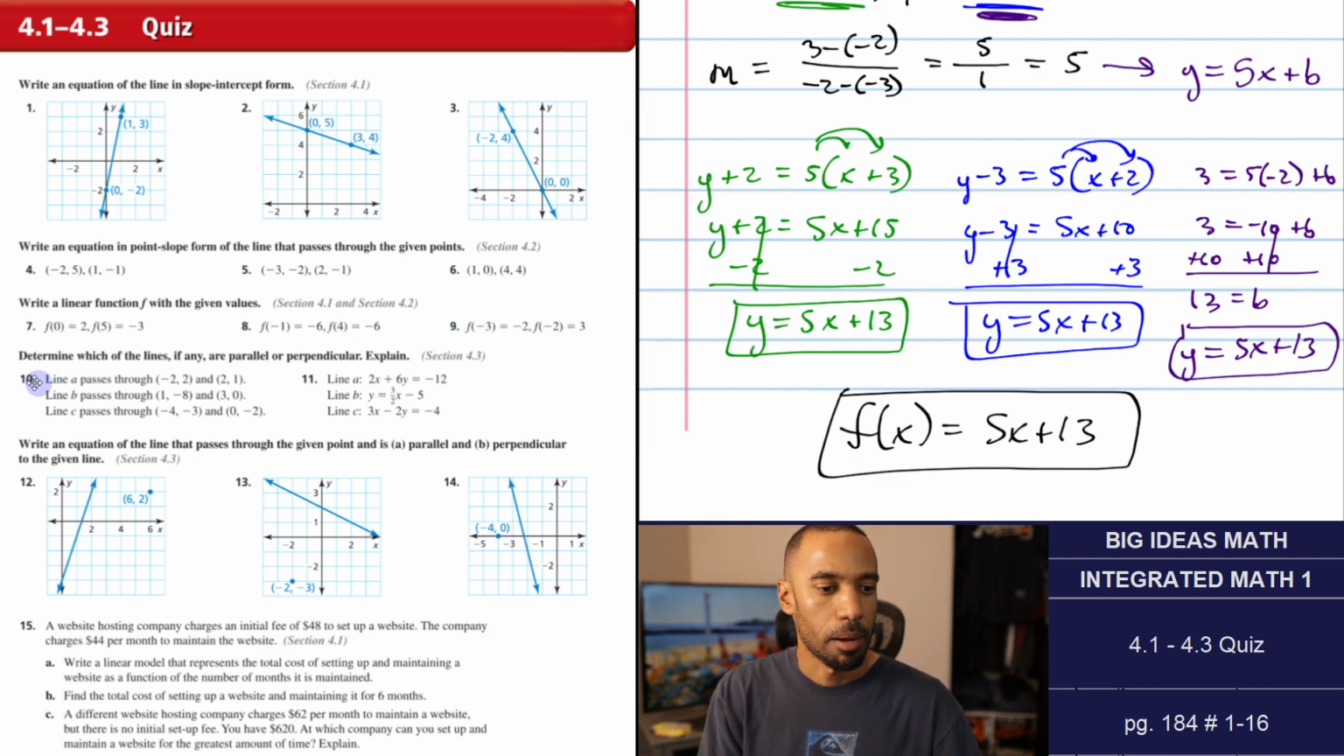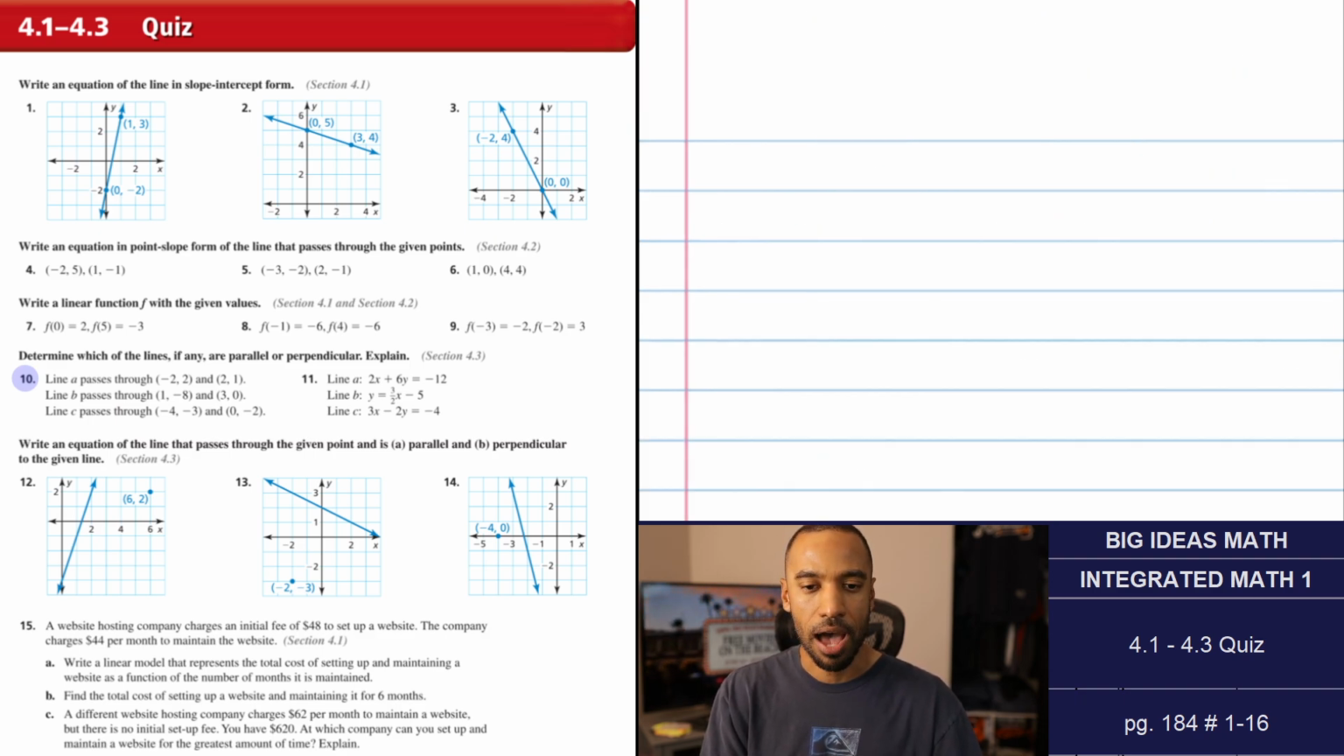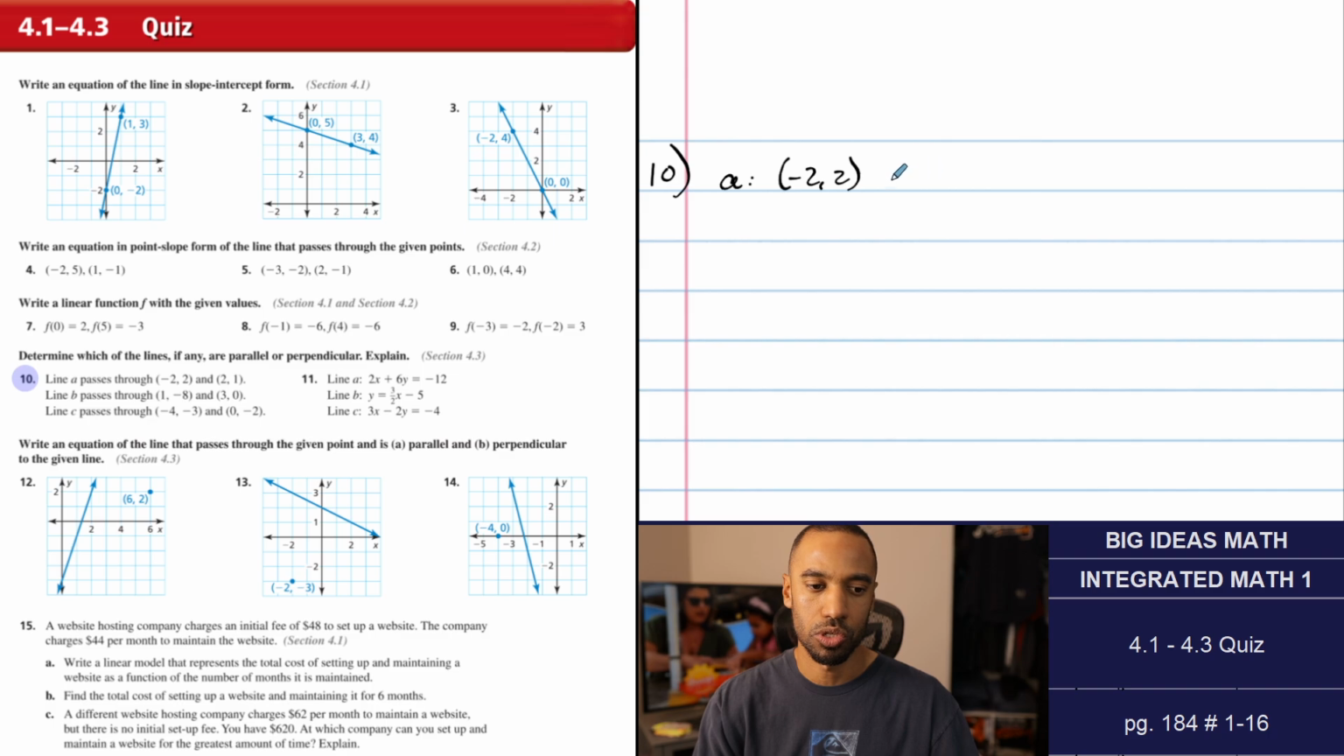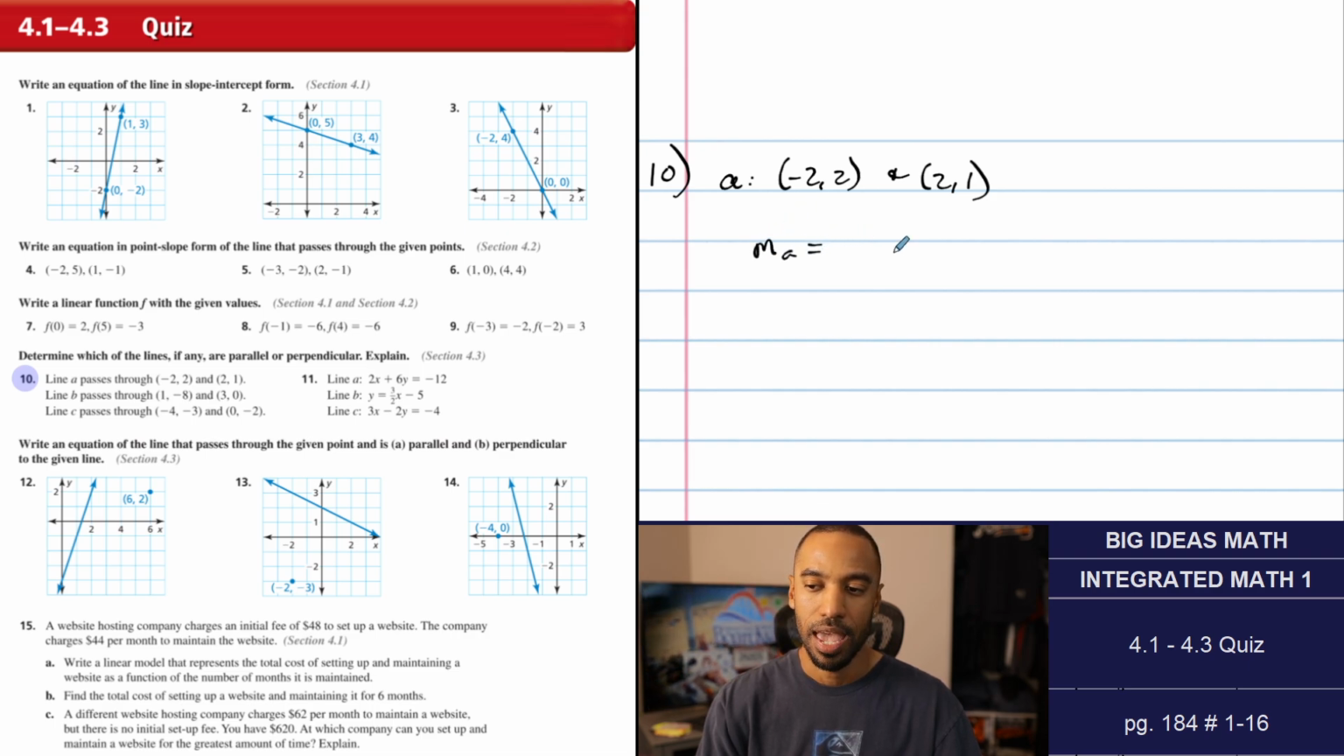Okay, numbers 10 and 11, determine which lines, if any, are parallel or perpendicular. Explain. This was out of section 4.3, parallel and perpendicular lines. On number 10, we actually have points, so A has -2, 2, and 2, 1. And we have to find its slope. If we find out that the slope is the same as the slope of another line, that means they're parallel. And if they're opposite reciprocal slopes, that means they're perpendicular.